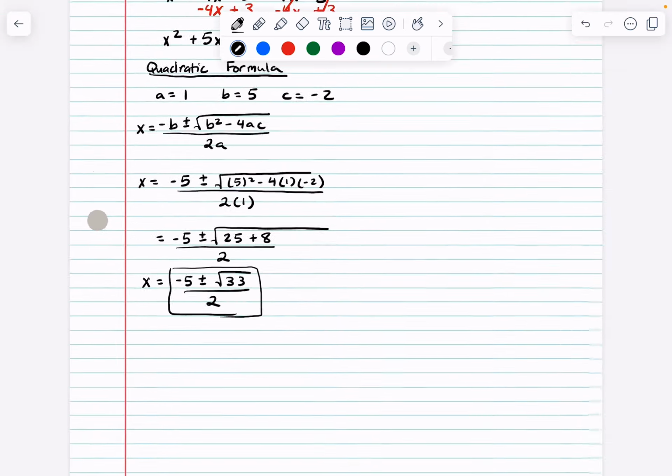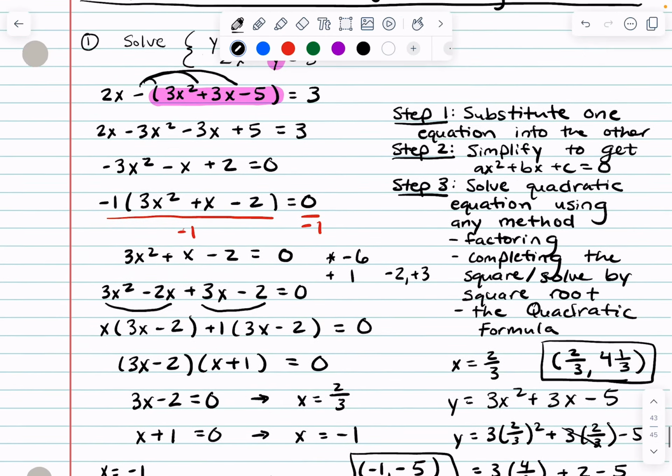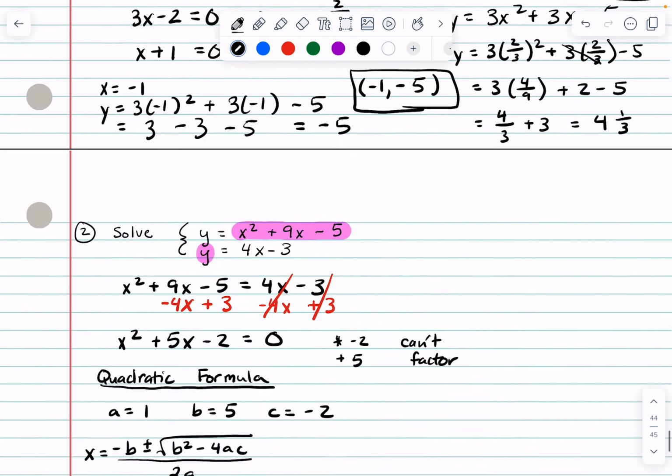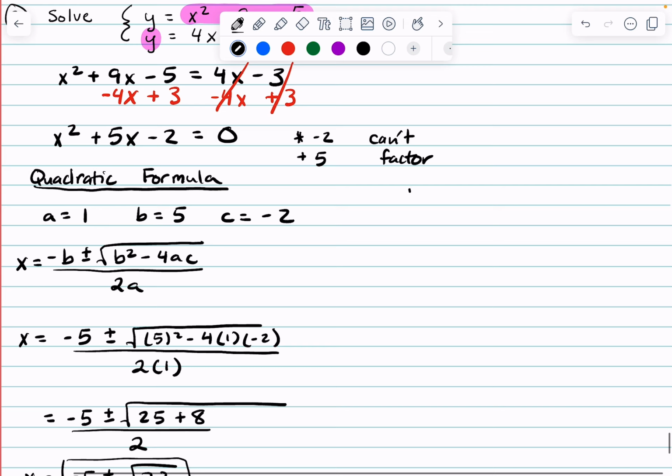Alright, let's say that you didn't want to use the quadratic formula. And since we already tried factoring in the previous problem, I'm going to show you how to do it if you want to complete the square.